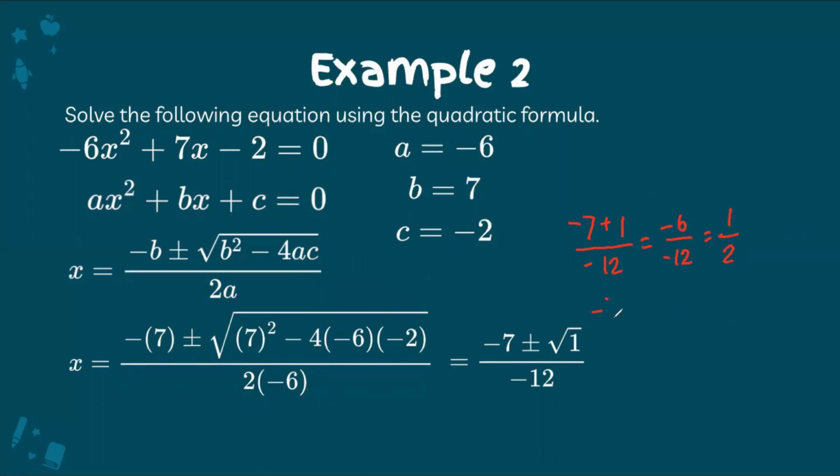And then you can also do one for -7 minus 1 over -12. -7 minus 1 would be -8 over -12. Again, the negatives would cancel, and you can actually reduce this by a factor of 4, and that would be 2 over 3. So your two solutions for x would be 2 over 3 and 1/2.